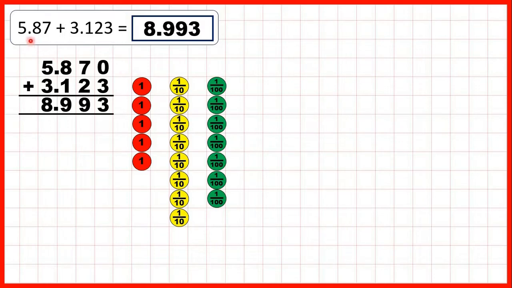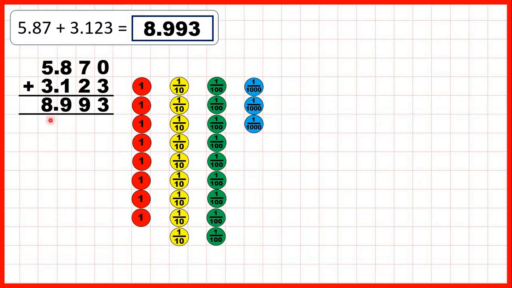Now let's have a look at this first question, and let's show place value counters so we can see what we did. We started with 5.87, so that's 5 ones, 8 tenths, and 7 hundredths. First, we added 3 thousandths, so we can add 1, 2, 3 thousandths, and that gives us 3 thousandths in our answer. Then we added 2 hundredths to give us 9 hundredths in our answer.